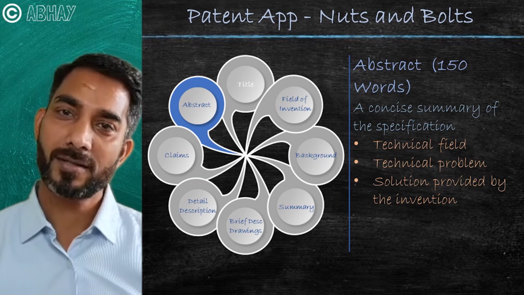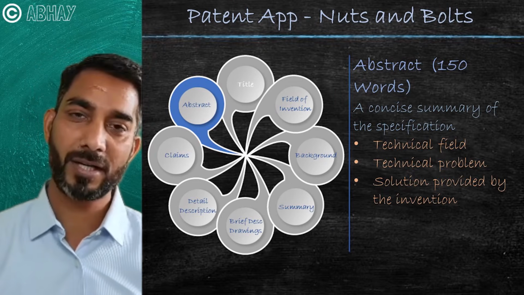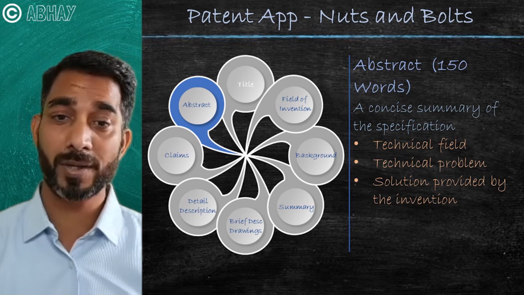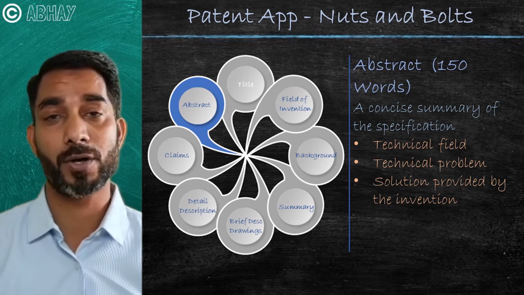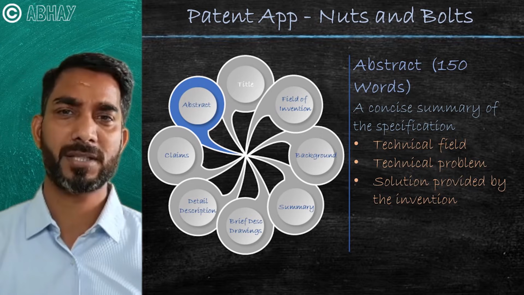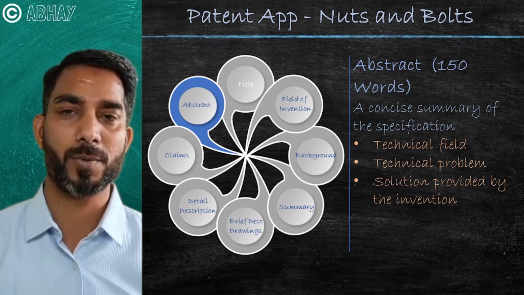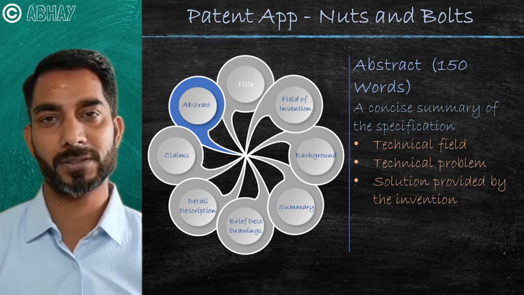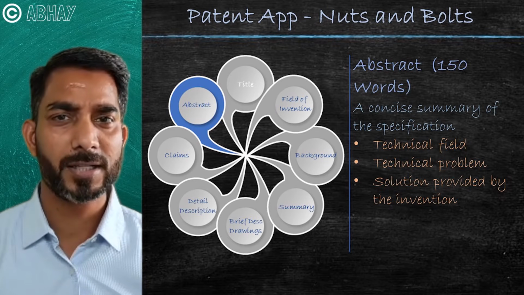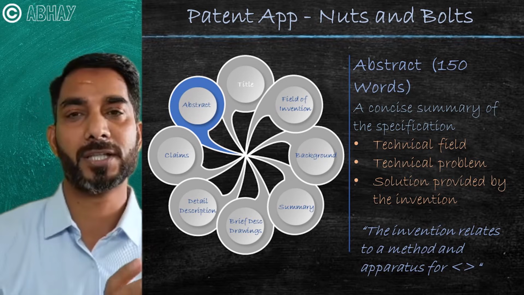Now the abstract is limited to 150 words and it should describe the technical field, the technical problem that you are solving and the solution that is provided by your invention. You can pick abstract from the summary section itself, but try to keep it to 150 words. That should meet your purpose. So how do we start the abstract? Something like this. The invention relates to a method and apparatus for.